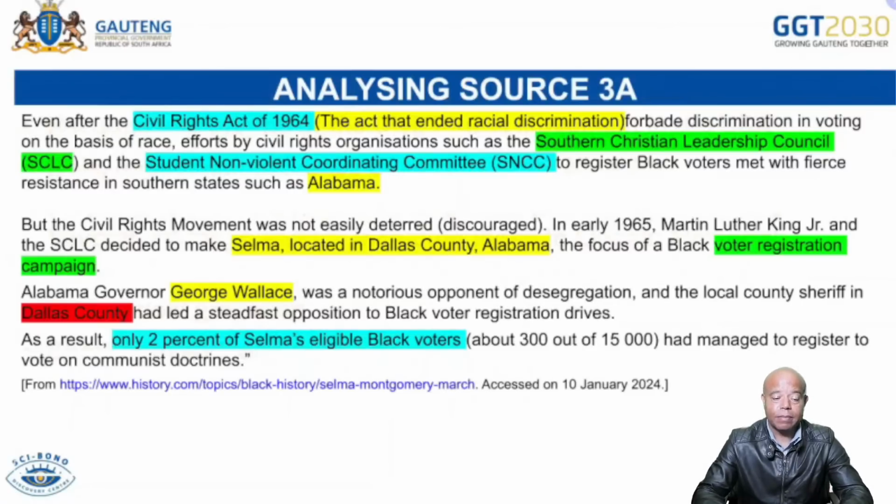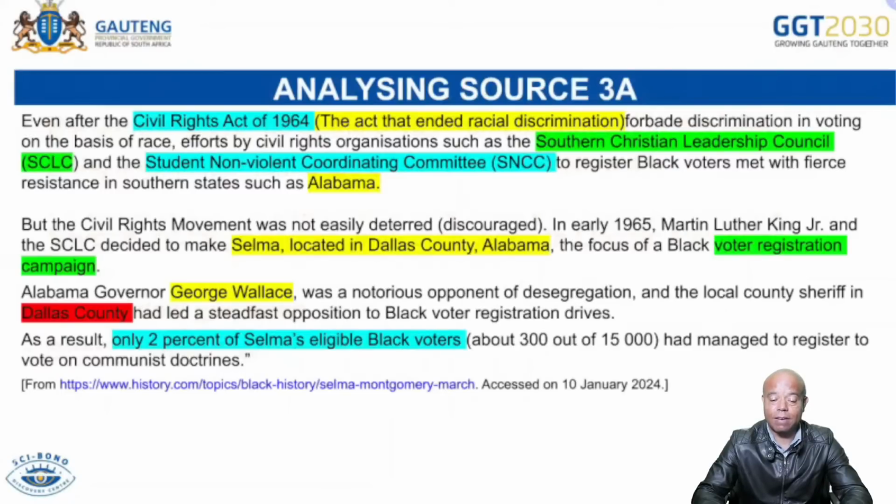Source 3A: Even after the Civil Rights Act of 1964, the act that ended racial discrimination and forbade discrimination in voting on the basis of race, efforts of civil rights organizations such as the Southern Christian Leadership Council, the SCLC, and the Student Nonviolent Coordinating Committee, SNCC, to register black voters met with fierce resistance in southern states such as Alabama. But the civil rights movement was not easily deterred, discouraged.